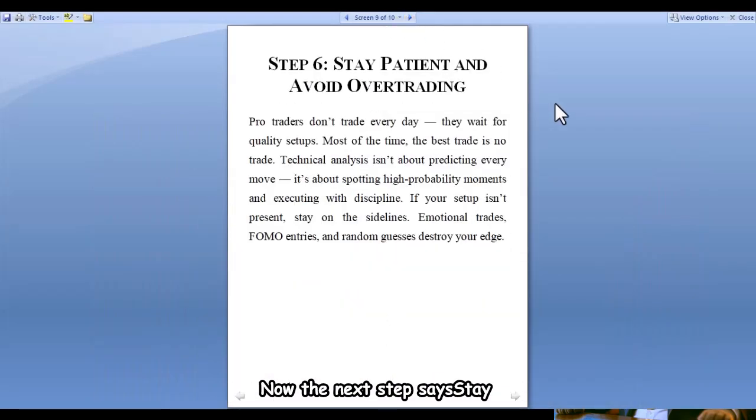Now the next step here says stay patient and avoid overtrading. Pro traders don't trade every day, they wait for quality setups. Most of the time the best trade is no trade.